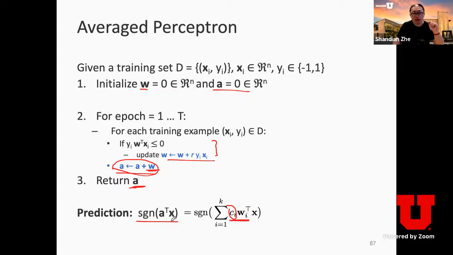And then if we use A to make a prediction on some new example X, because this is how we represent A, it is a summation of the distinct weight vectors multiplied by the number of their predictions, and then multiplied with X, right? So it's actually the sum of C_i W_i transpose X. And that's actually an ensemble of the prediction scores of all the distinct weight vectors, and then we take the sign. So this is the averaged perceptron.